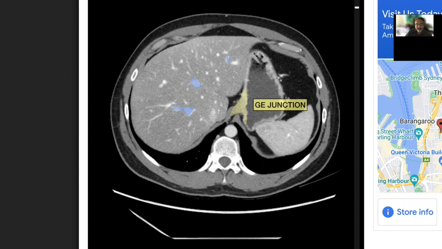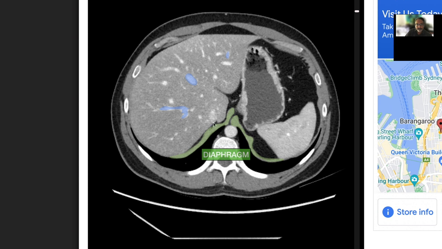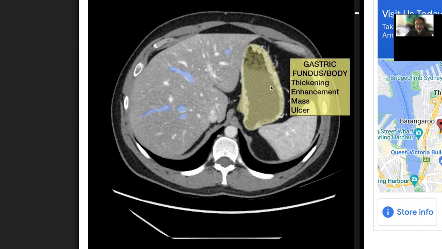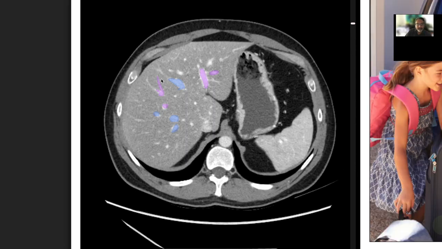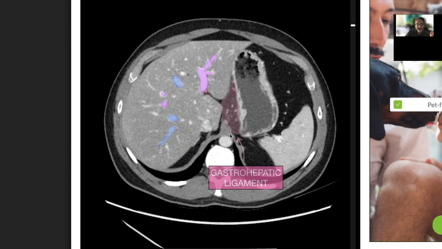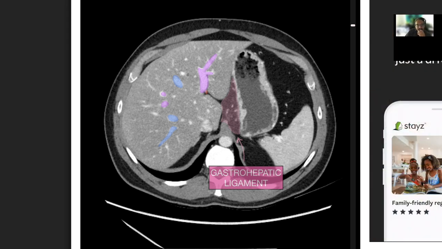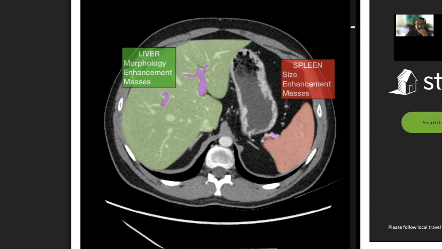If we keep going down, that is the gastroesophageal junction. If you keep going down, then that's the diaphragm. If you keep going down, that is the stomach. It doesn't tell you, but these are the pulmonary veins and the hepatic veins. I'm not sure why it hasn't labeled them, but it's colored them. It shows you the gastrohepatic ligament, which is also called the lesser omentum. And then it says liver and spleen.